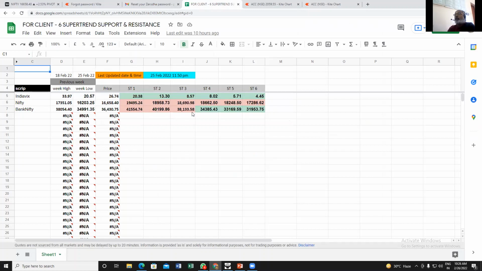In case of Bank Nifty, you can see that 38,133 is the resistance and 34,385 is the support. You can see that the stock will remain between this level at least for 3 to 4 days. Then only it will give a breakout or breakdown.